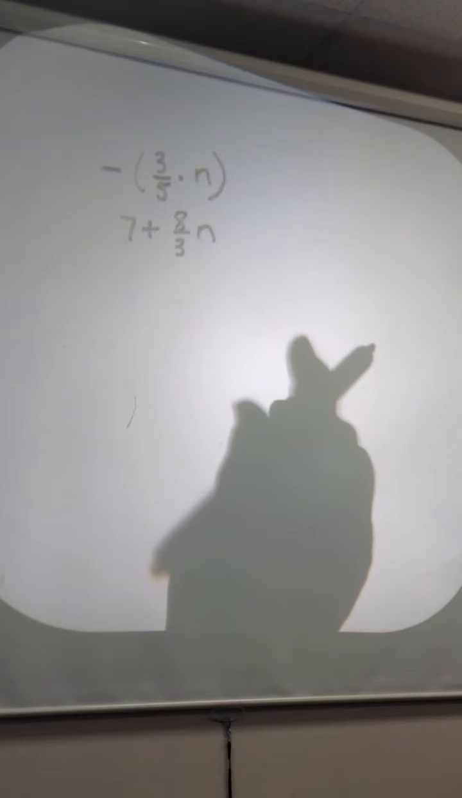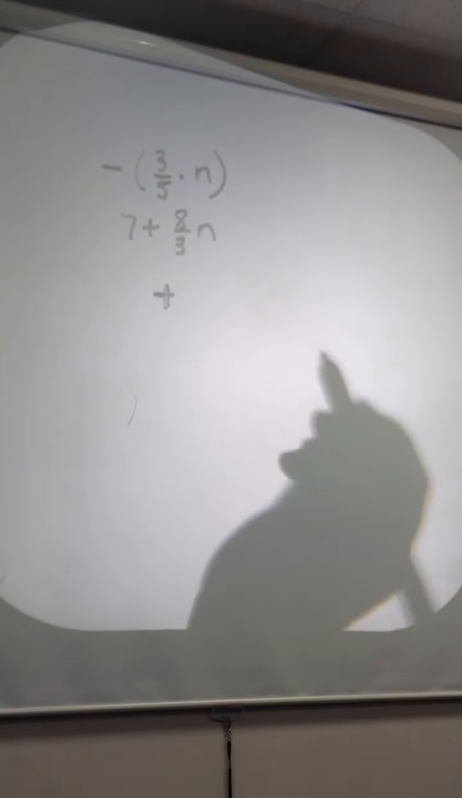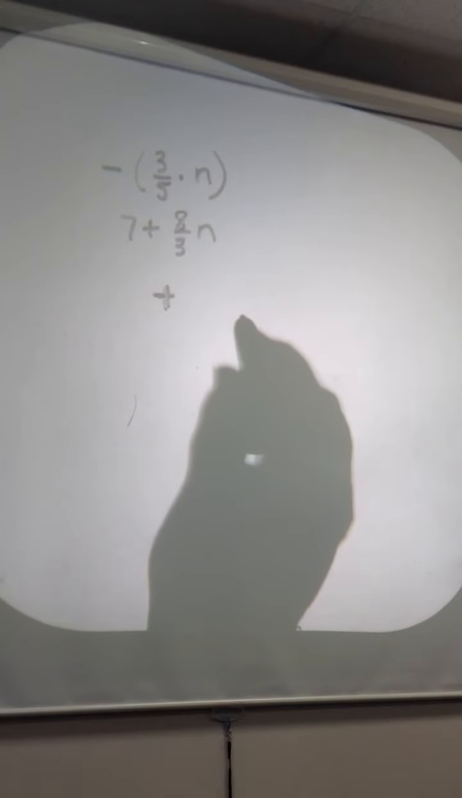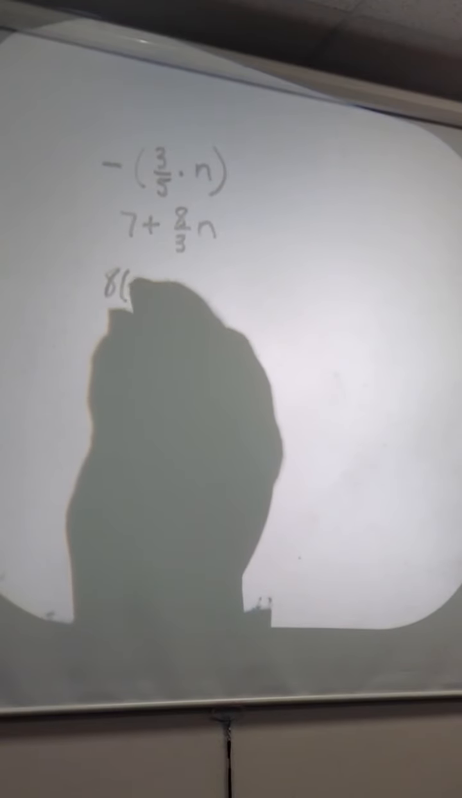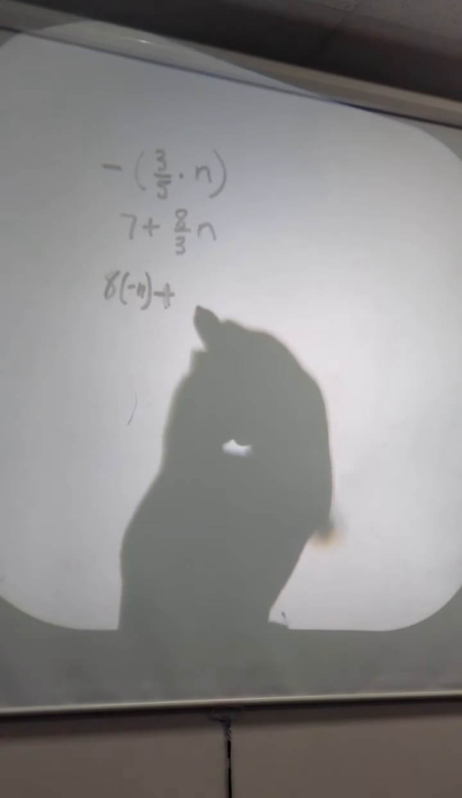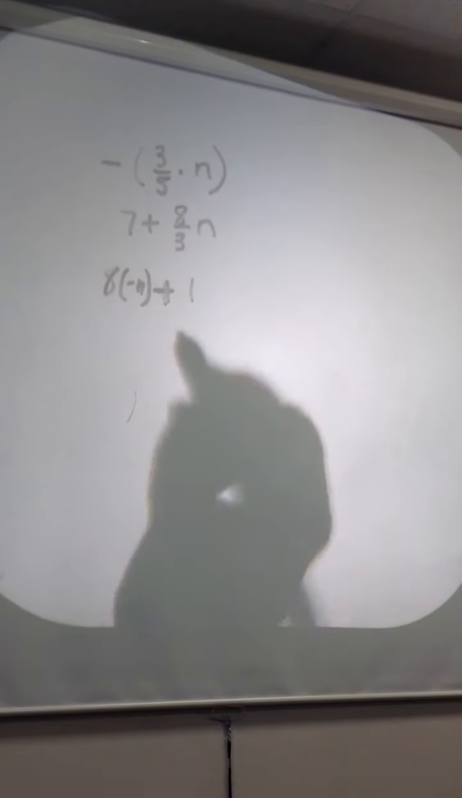This is a harder one. The sum of 8 times the opposite of a number and 1. What does sum tell you? Adding. Add, okay, so we're going to add. And if you're going to add, you have to have how many numbers? 2. At least 2, okay? So we are going to have 8 times the opposite of a number. What would that look like? 8 times negative n. This time it does have to be in parentheses, okay? 8 times negative n and 1.